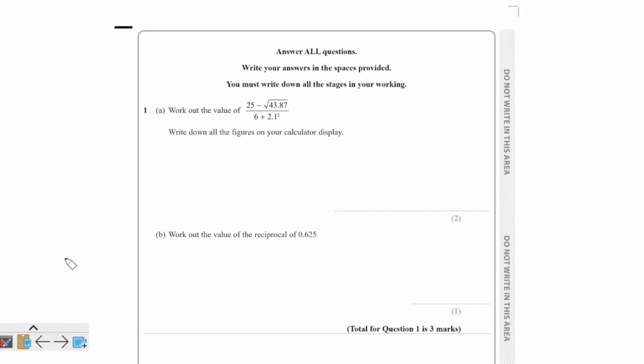So question 1, we've got a really nice one to start with. Work out the value of 25 minus root 43.87 over 6.21 squared. Sorry, 6 plus 2.1 squared. Write all the figures on your calculator display. This is really nice. You literally just have to type it in and then copy everything down.